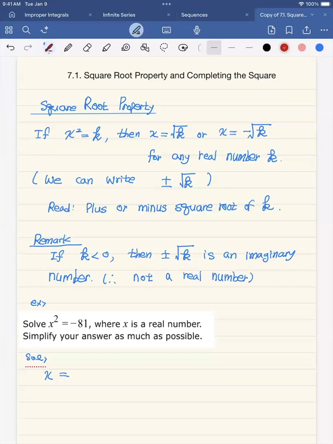And when we say x is square root of k or minus square root of k, we write it as plus or minus square root of k. As I said, if k is less than 0, then plus or minus square root of k is an imaginary number.